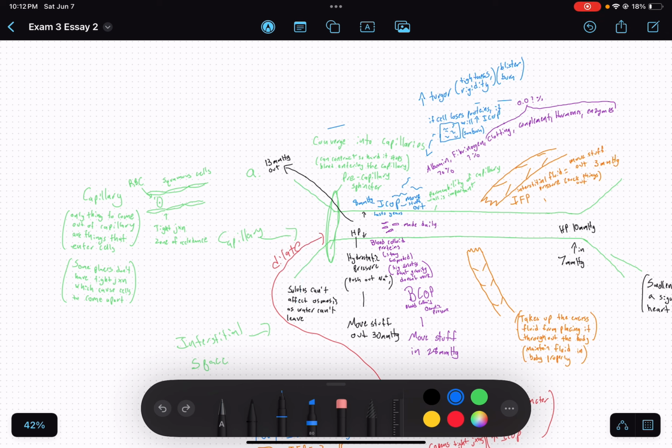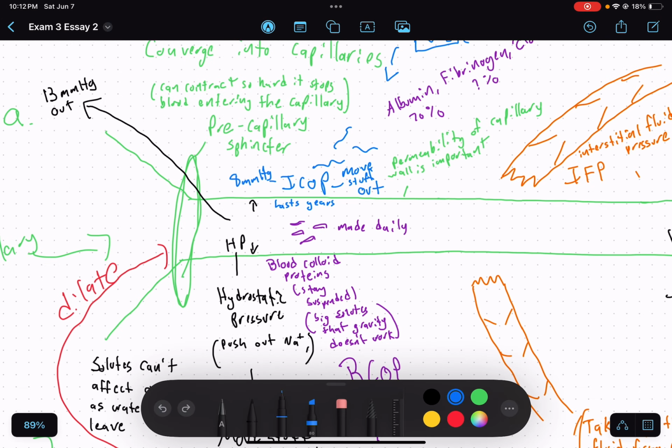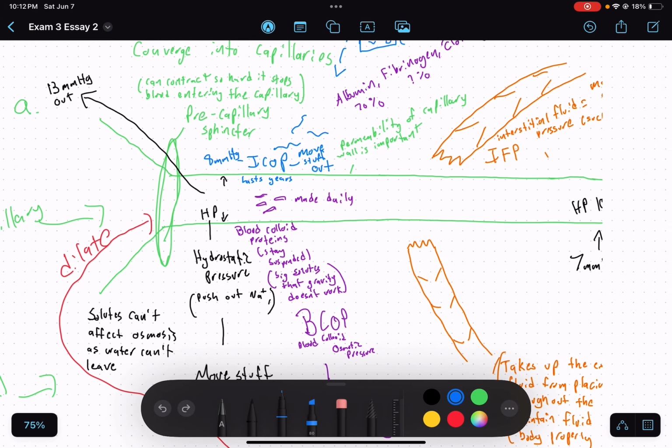And on our arterial end, we're going to have this sphincter. It's called the precapillary sphincter. It's what controls the blood flow from entering into our capillaries at too high of a pressure that would burst our capillaries, which would be very bad. With this being said, blood is entering into our capillaries, and we are having something called hydrostatic pressure.